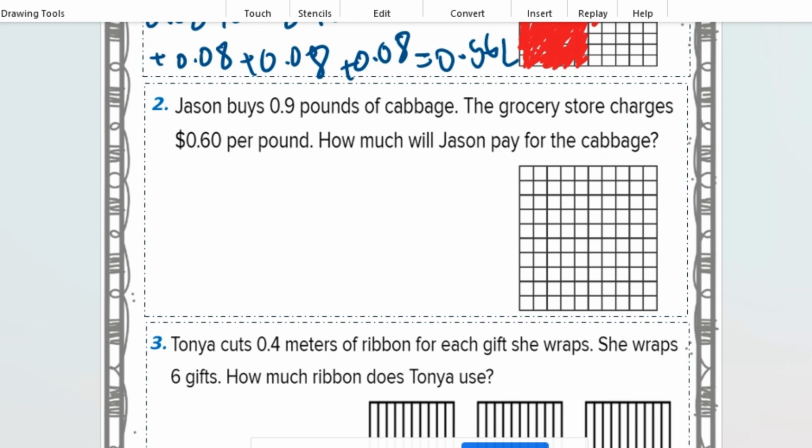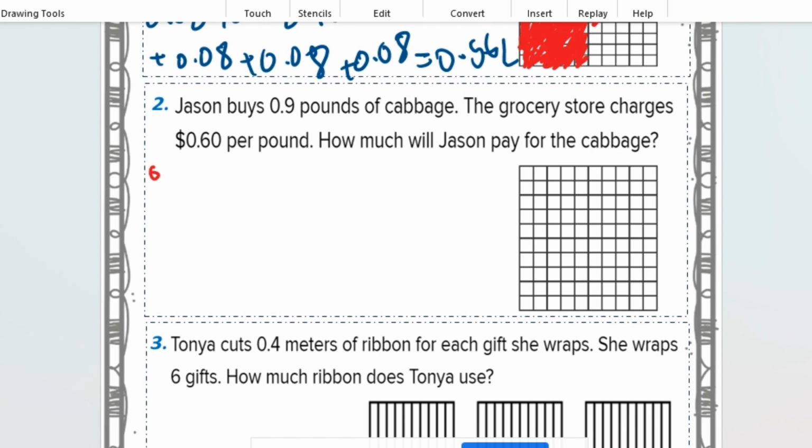Jason buys 0.9 pounds of cabbage. The grocery store charges 0.6 per pound. How much will Jason pay for the cabbage? He buys 0.9 pounds of cabbage. Now each pound is 0.6. So how much will he pay?